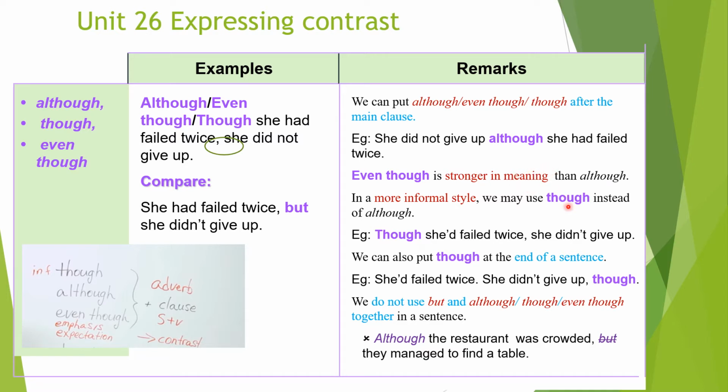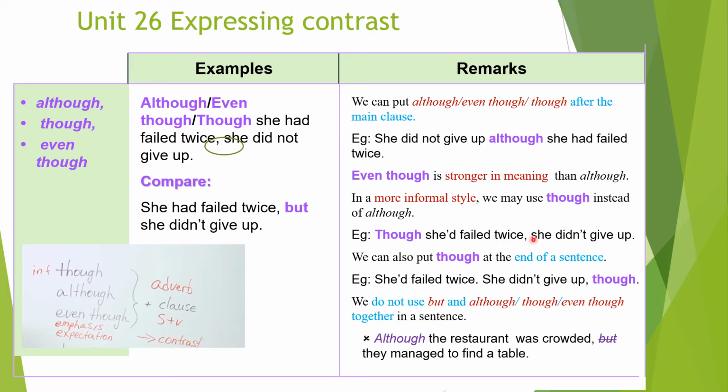What about though? What's the difference between the other two? It is used in a more informal style. Informal means casual. So we use though instead of although. That means although is more formal, though is more casual. Informal means casual. So this is the casual way of using though.